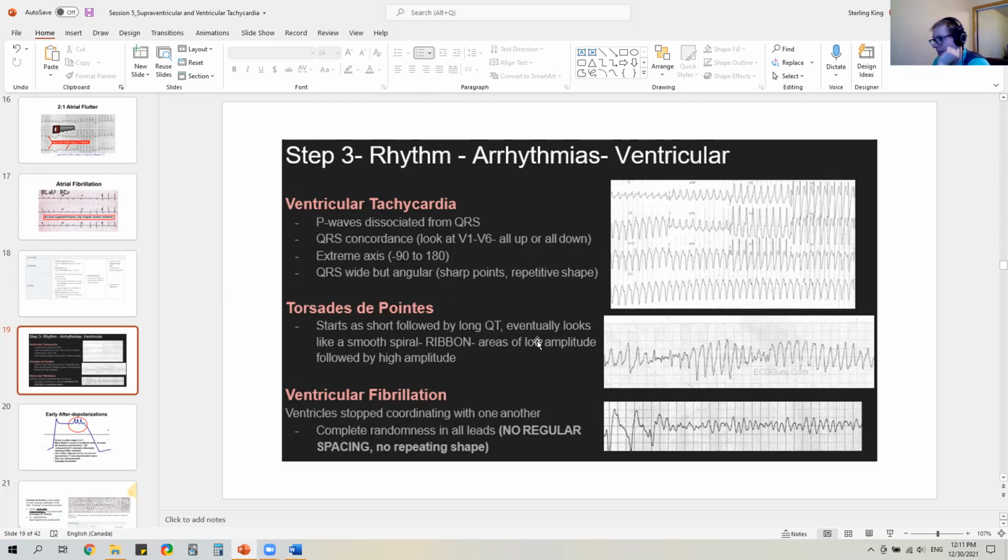Torsades de pointes is another type. If they have a long QT interval, they can start to get this kind of spiral pattern. So it goes narrow and then wide, and then narrow and then wide. That's torsades. And ventricular fibrillation is basically just a bag of worms.